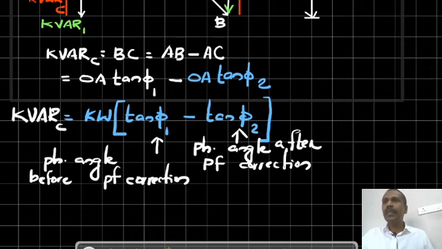Suppose initially an inductive load is working with a phase angle phi 1. You want to improve the power factor angle to phi 2. If the active power rating of your equipment is known to you, using this formula you can calculate the required reactive power supplied by the capacitor bank. So using this formula you can choose the reactive power rating of the capacitor bank in order to improve the power factor to a desired value.